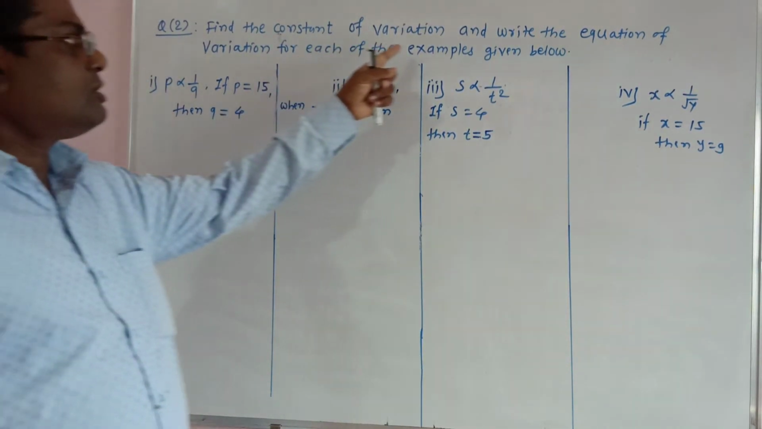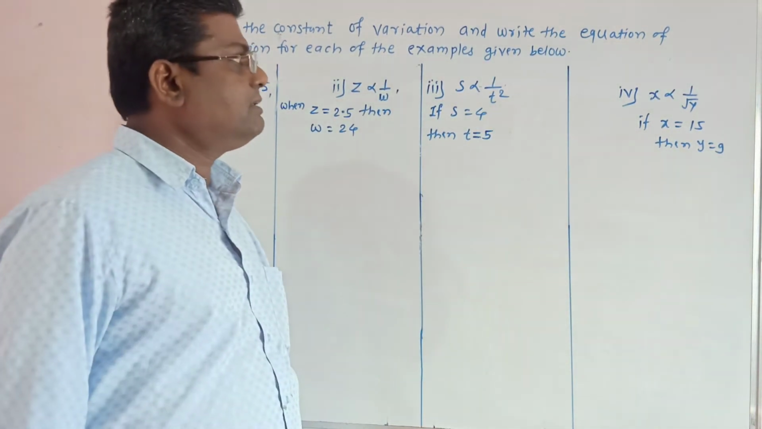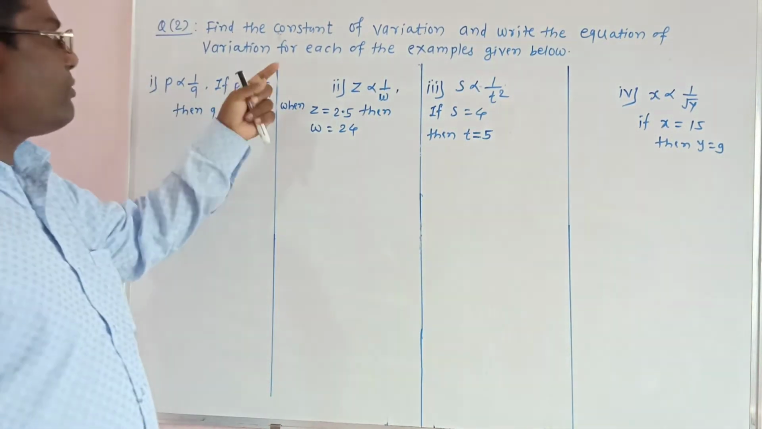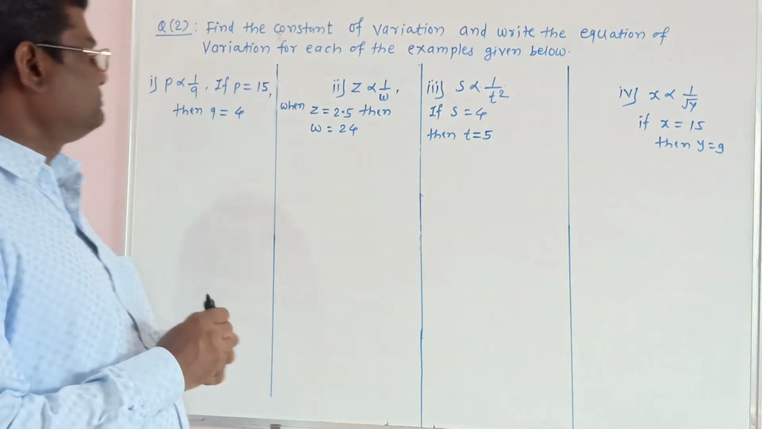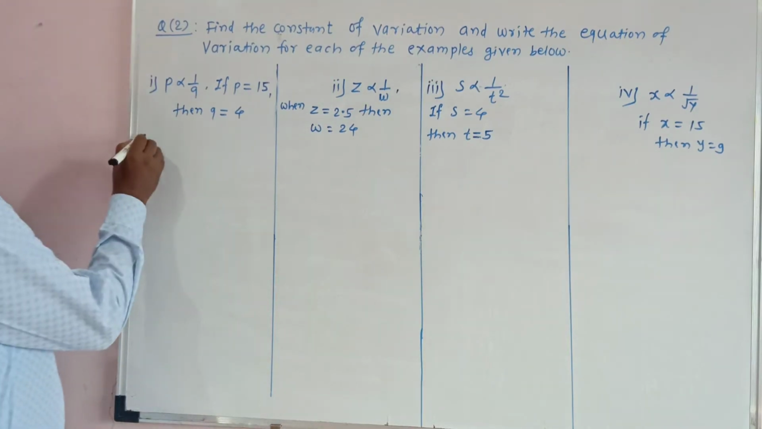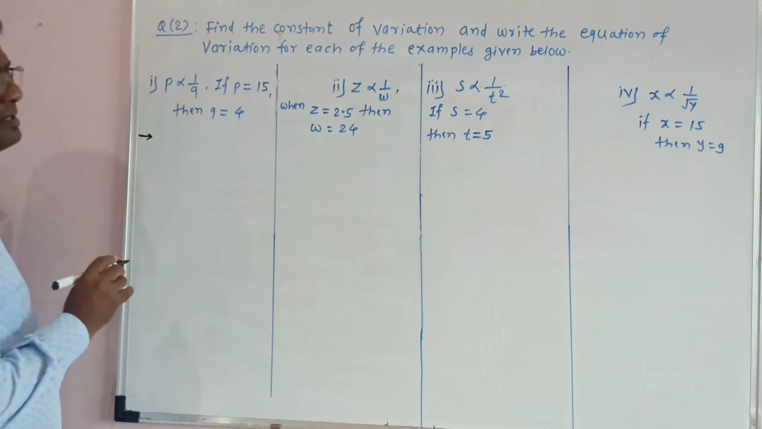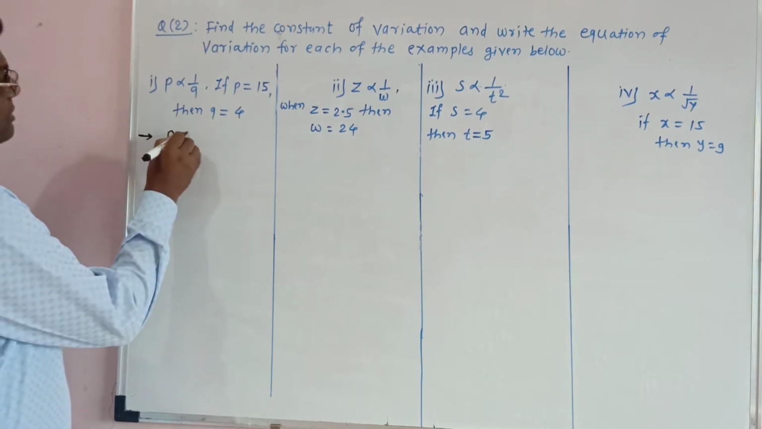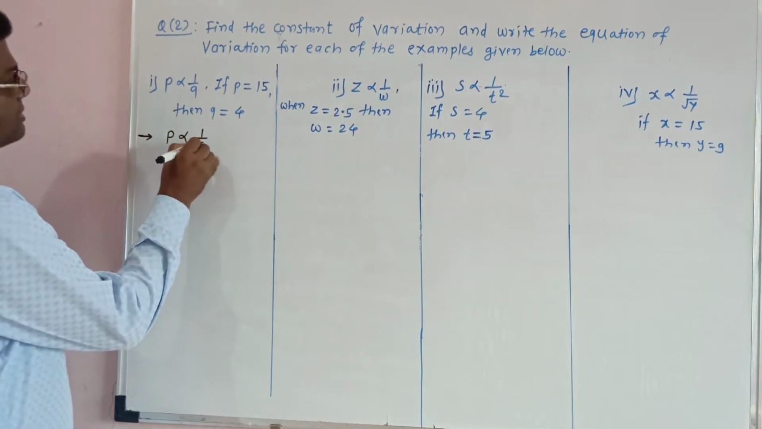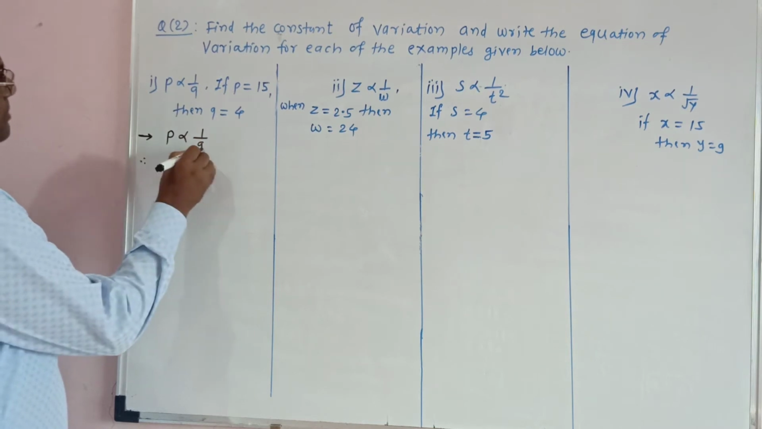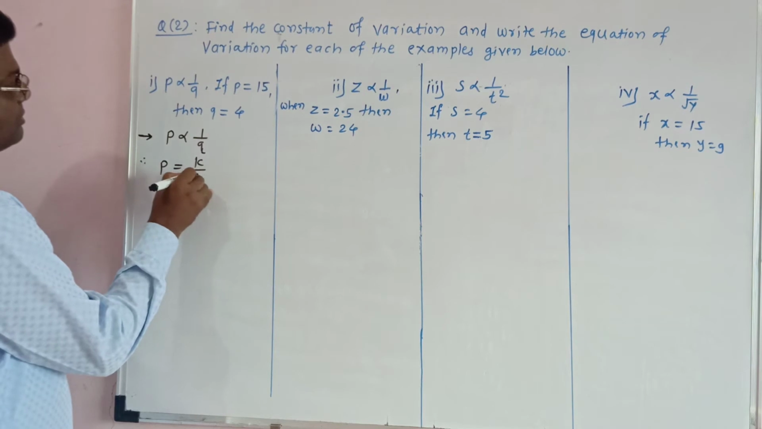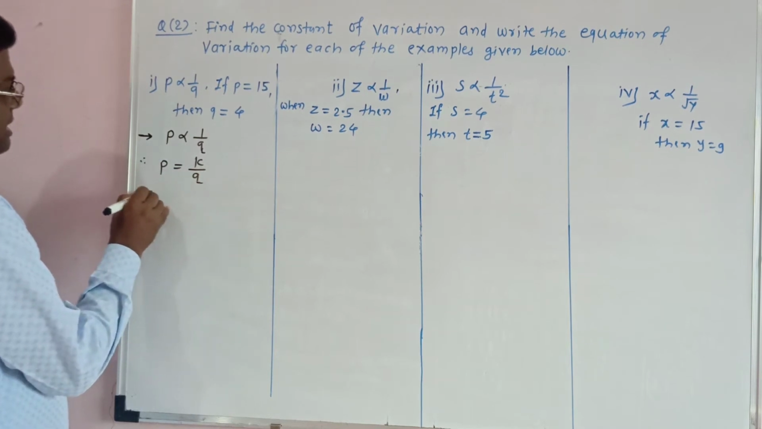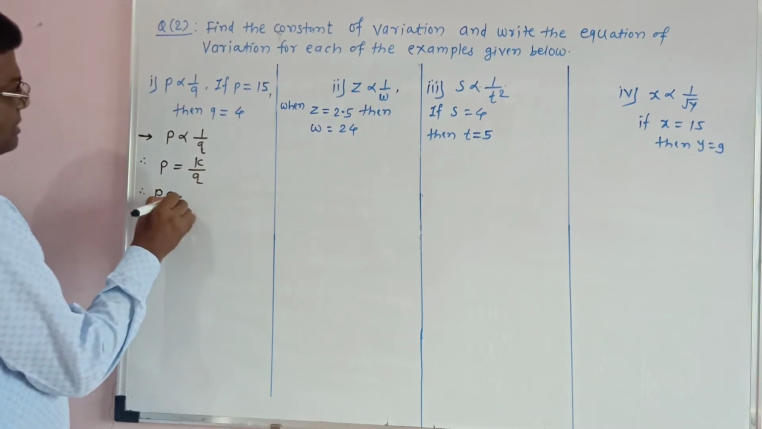Find the constant of variation and write the equation of variation for each of the examples given below. Number 1. P is inversely proportional to Q. Therefore, P is equal to K upon Q. Therefore, PQ is equal to K.